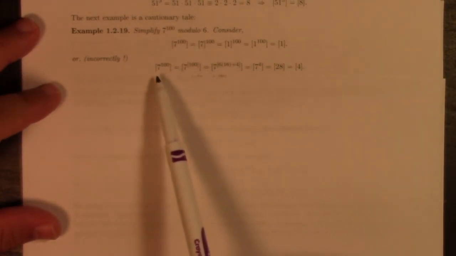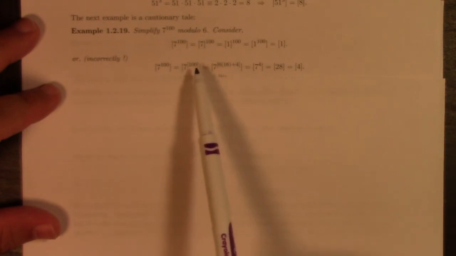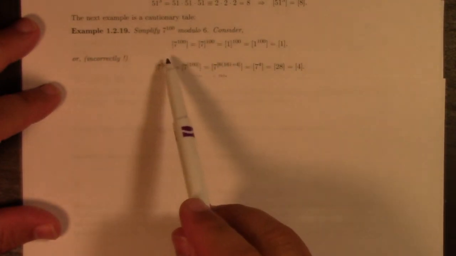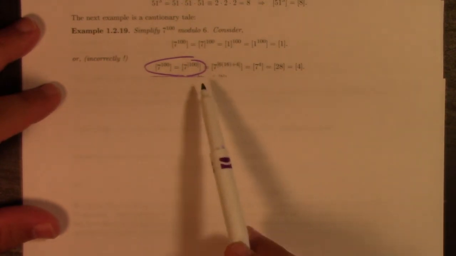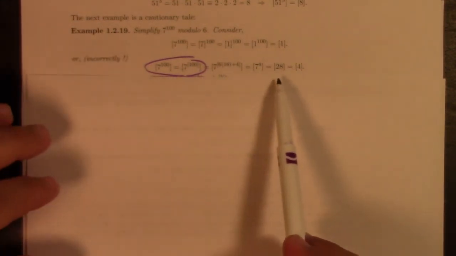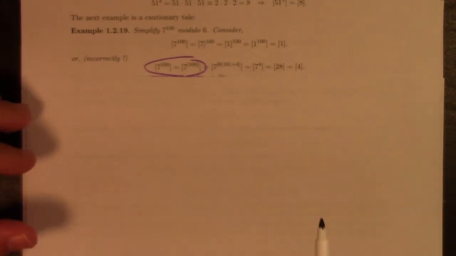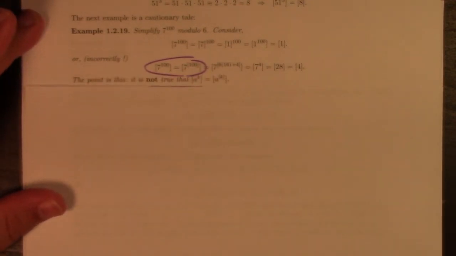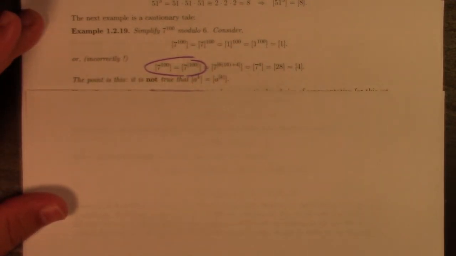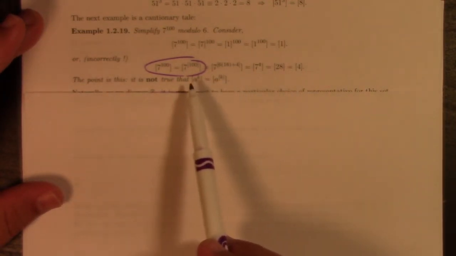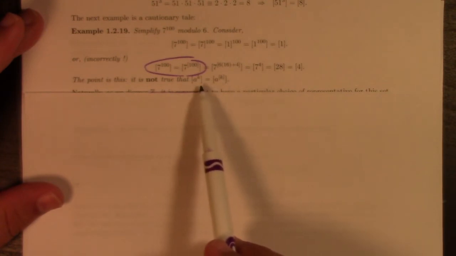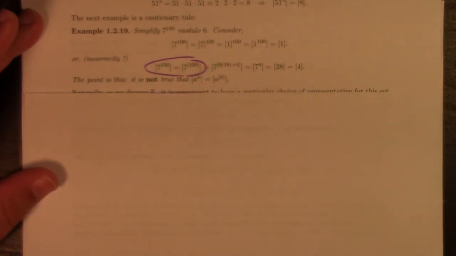I mean, 7 to the 100 is 7 to the congruence class of 100. See, this step right here is bogus. That is not a step that's allowed. And as you can see, it produces a contradictory result, which would be worrisome because usually when we do math, we get one answer, not two. So anyway, long story short, many things are true for congruence, but you cannot take the congruence of the power. All right.